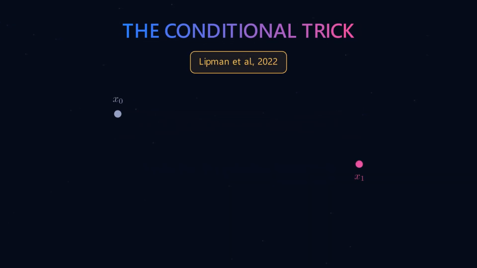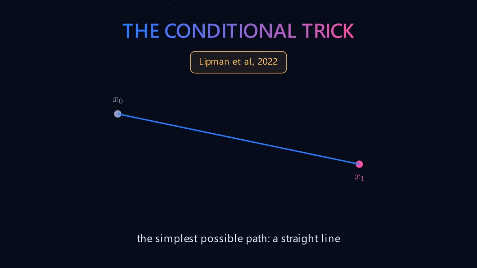The breakthrough insight, published in 2022 by researchers including Yaron Lipman, is that you don't need the true, globally optimal field at all. You only need any field that transports P0 to P1, and it turns out you can construct one explicitly, for free, by conditioning on individual data points.